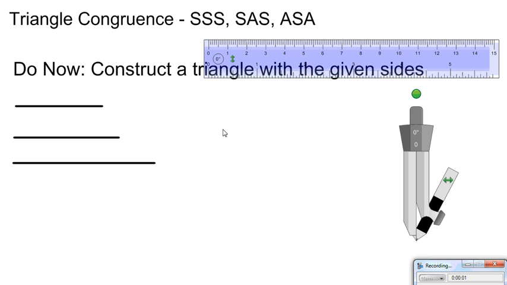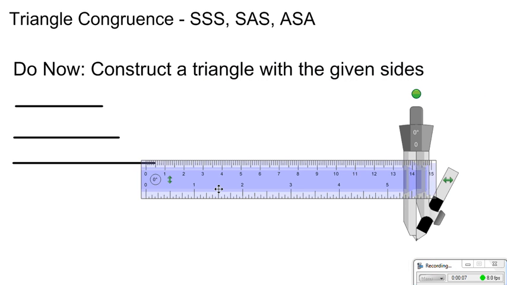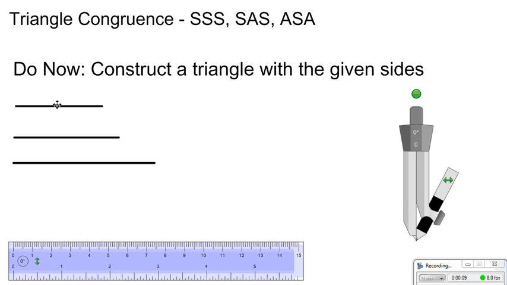Today we're going to be talking about proving triangles being congruent through construction. So the first question is this: I have given you three line segments, and can you construct a triangle with these three given line segments?